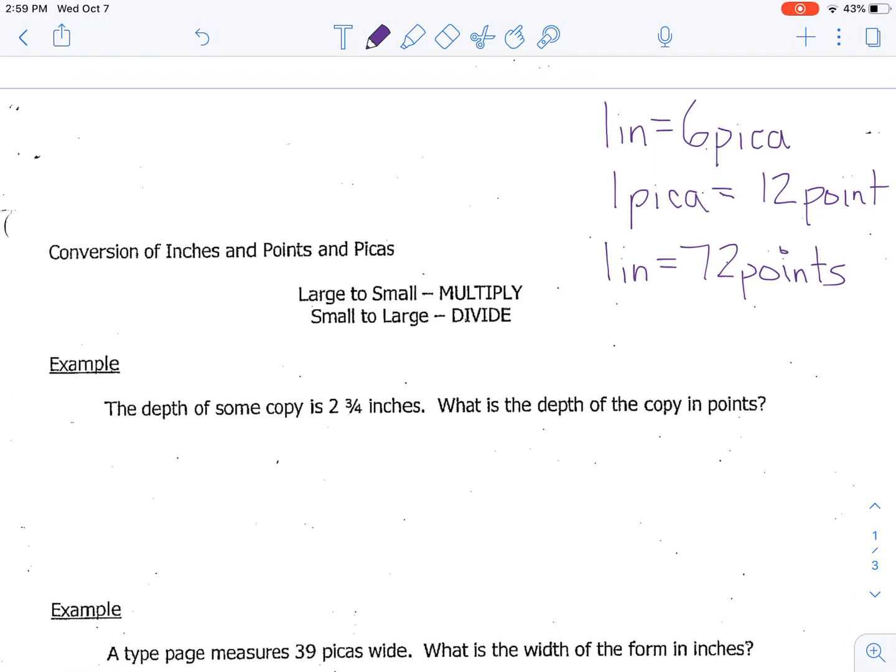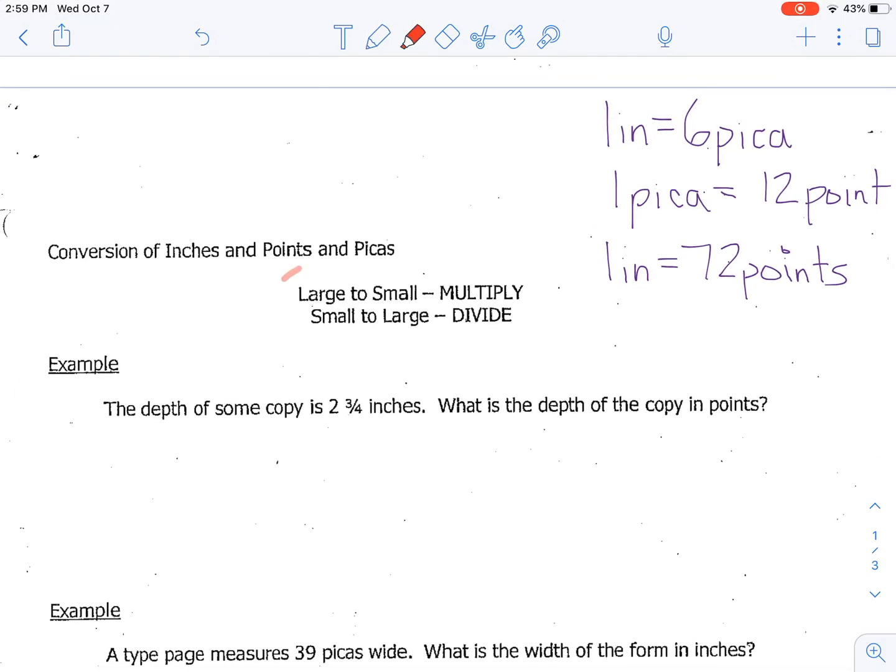Our conversion method is actually the same that we have used for several other things, like when we talk about centimeters and inches in our normal measurement system. If we are converting from a larger unit into a smaller one, we're going to multiply by some conversion factor. If we are going from a small to a large, we're going to divide by some conversion factor.